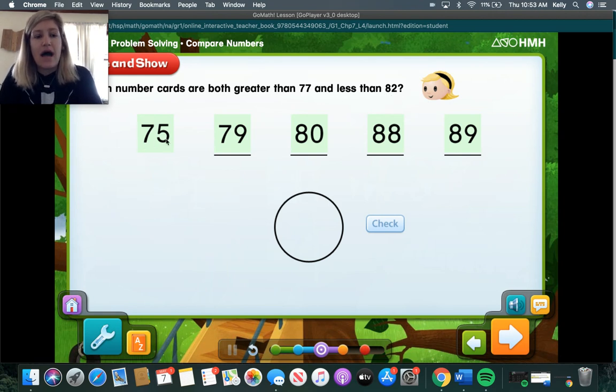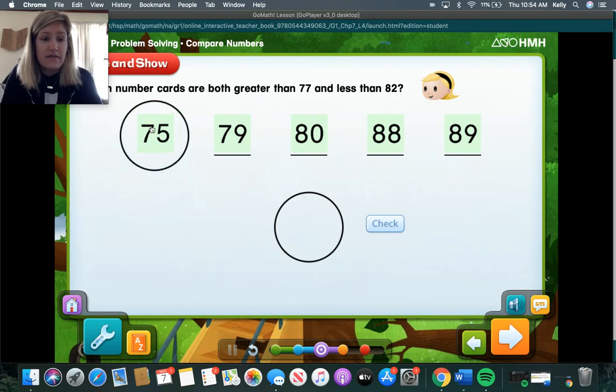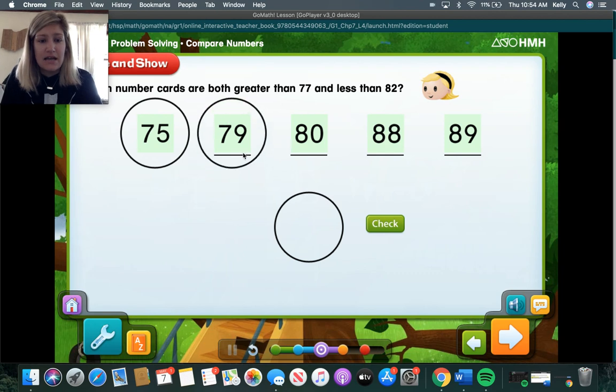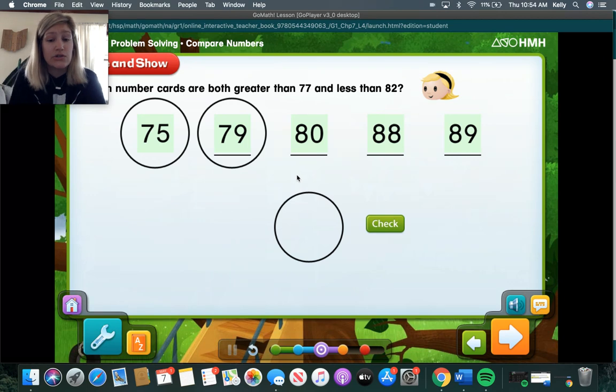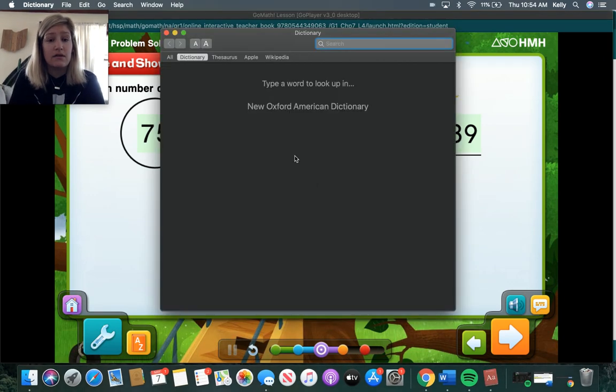Let's see. Well, I know any cards in the 70s have to be less than 82 because they have one less 10, right? So 75 is less than 82 because it's in the 70s. 79 is less than 82. Now let me look at the number 80. When I'm counting, does 80 come before or after 82? 80, 81, 82. So it comes before, which means it is less. So I can put the circle around here.